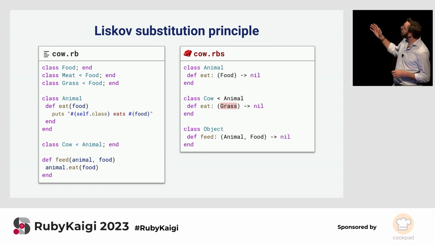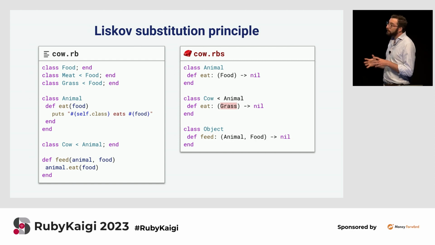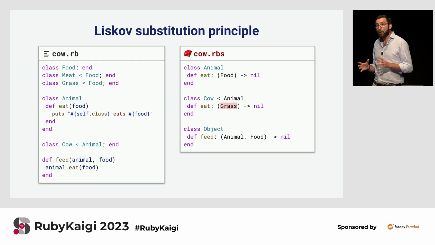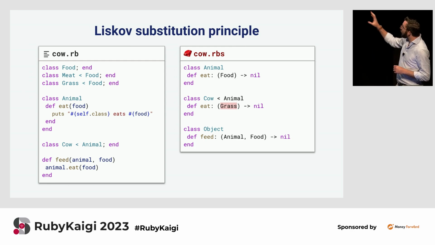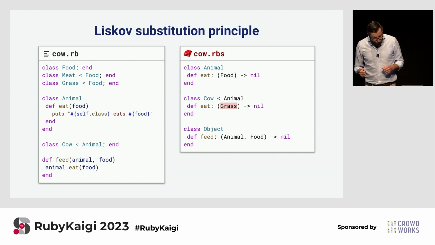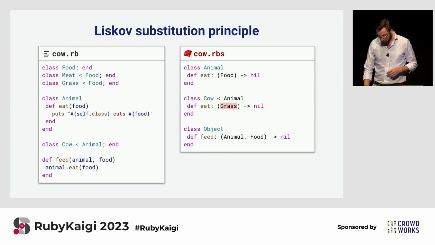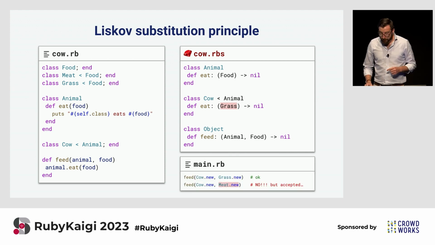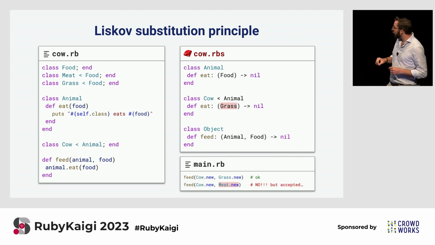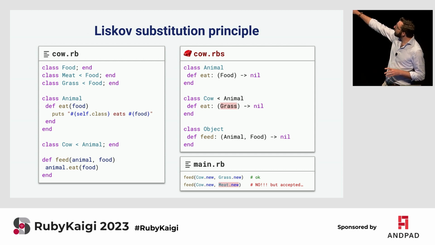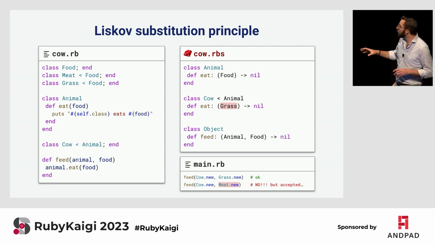I can say, okay, an animal is generic. It's going to eat different kinds of food. And I have this cow that is a more specific animal that is going to eat a more specific kind of food, grass. So I'm writing the type grass here, saying the eat method for the cow is taking a grass. And I'm saying my feed method is taking an animal, something typed as food, and is going to feed this to the animal. And I shouldn't be able to write this because it allows me to write this kind of code. I'm going to be able to call feed with a cow.new and meat.new, and I'm making the cow eat meat. So this definition in RBS here should have been rejected to have safe typing.